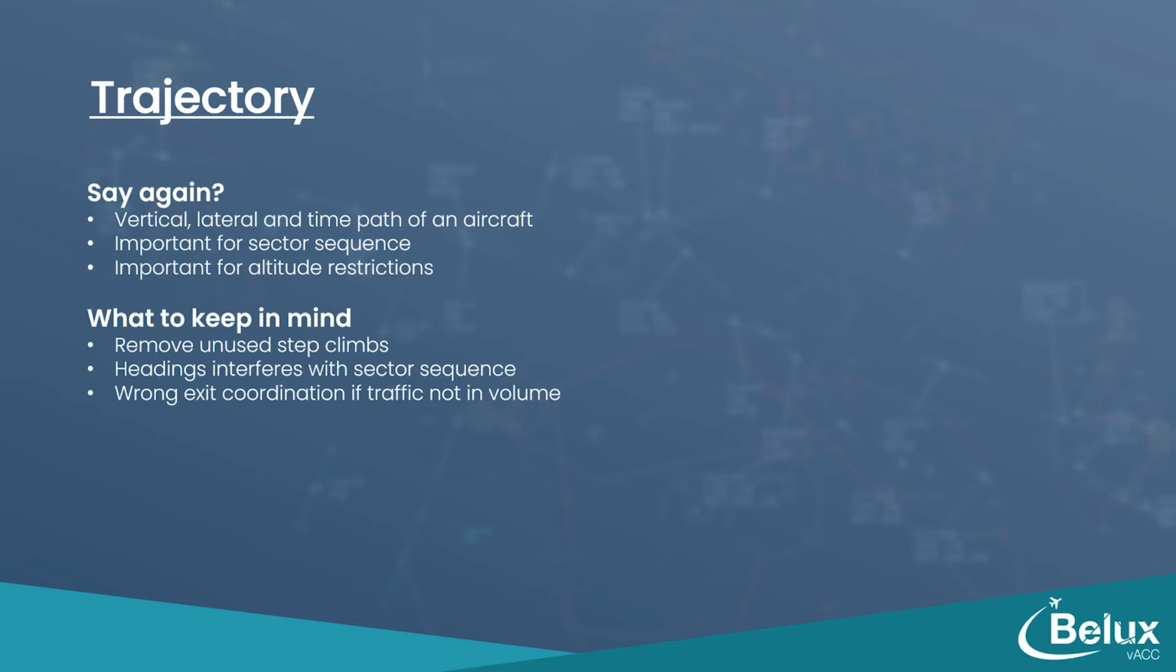If you give vectors, for example, to an aircraft that routes via Coxie but needs to go via the north, which we see a lot, and you put them on vectors and not a direct, you will not have the correct sector in your label to transfer to. So you need to put them on a direct or manually select that sector for it to be correct. So headings don't account for the sector sequence.